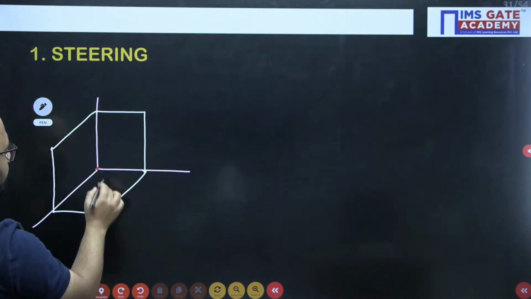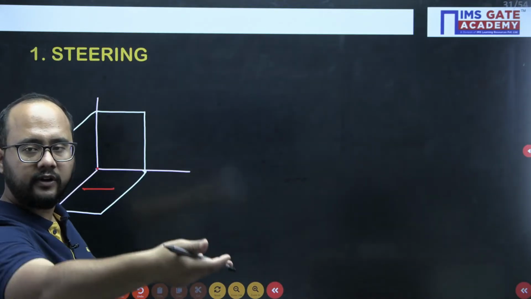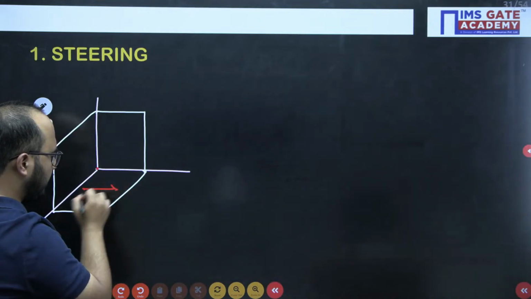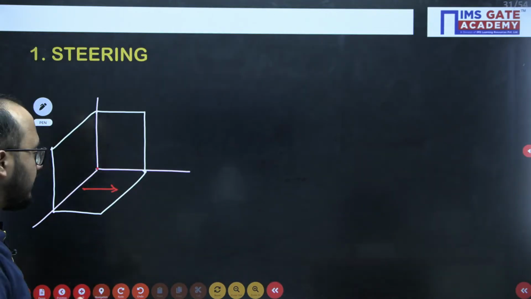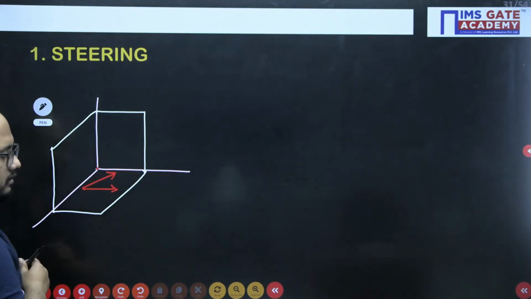Now steering, so this is the propeller shaft. Let's suppose I am assuming anti-clockwise from the right hand side. So this is what the propeller shaft will be there. Rotation vector of propeller shaft. It is having a steering towards left. So this will be the rotation.